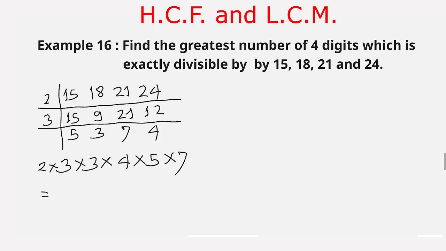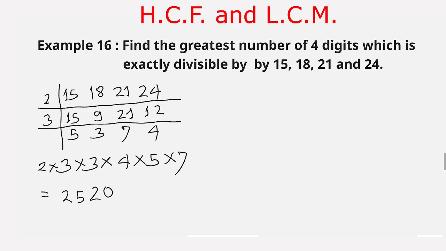2 times 3 is 6. 6 times 3 is 18. 18 times 4 is 72. 72 times 5 is 360. 360 times 7: 7 times 0 is 0. 7 times 6 is 42. We write 2 carry 4. 7 times 3 is 21 plus 4 is 25. So 360 multiplied by 7 is 2520. This is our LCM.